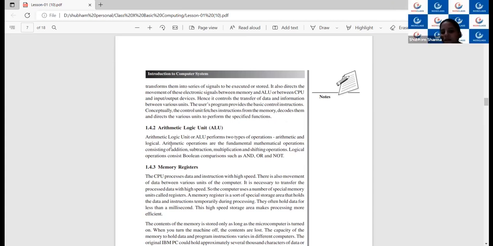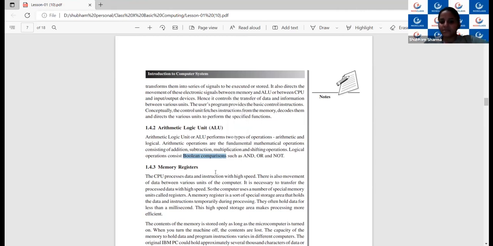Okay. So the ALU, or arithmetic logic unit, performs two types of operations: arithmetic and logical. Arithmetic operations are the fundamental mathematical operations like addition, subtraction, multiplication, and shifting operations. Logical operations consist of Boolean operations. Boolean comparisons are those in which you get the answer as either true or false. For example, if I'm comparing two values, such as whether 5 is greater than 2, it will give me the answer as either true or false. Basically, the comparisons are made.